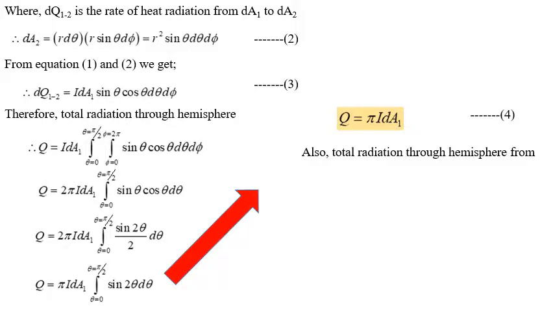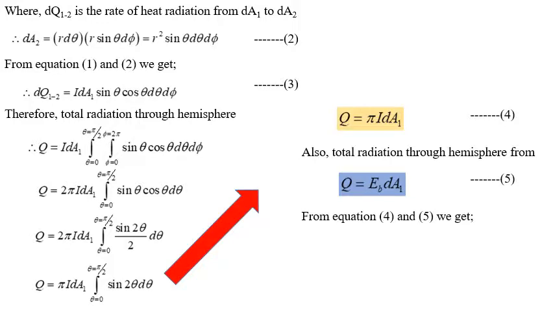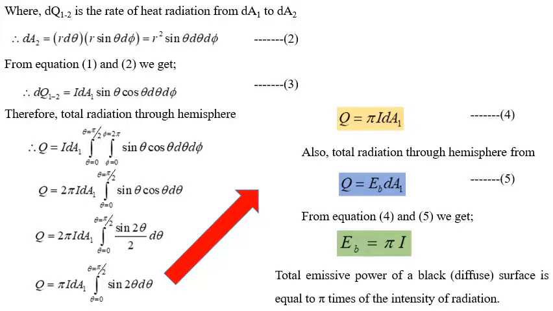So the total radiation through the hemisphere is q equal to EB into dA1. This is equation number 5. So from equation number 4 and 5, pi into I dA1 is equal to EB dA1. dA1 gets cancelled, so EB is equal to pi into I. Thus, we can say the total emissive power of a black body is equal to pi times the intensity of radiation.